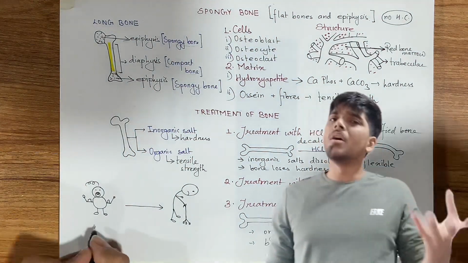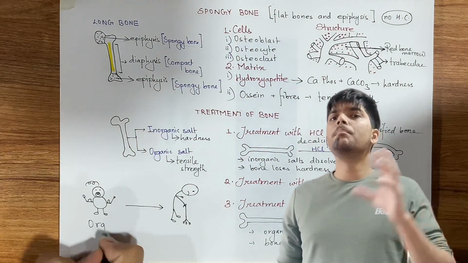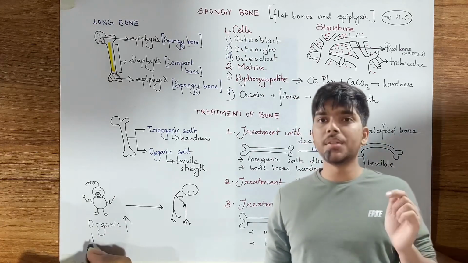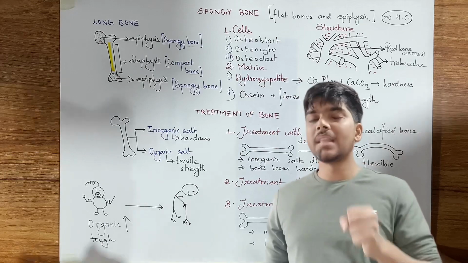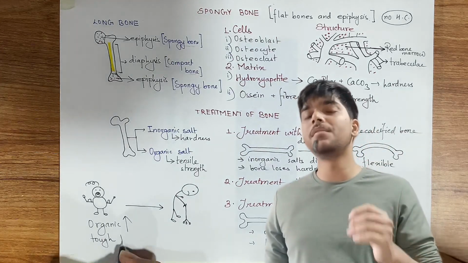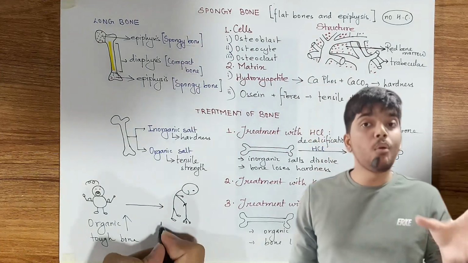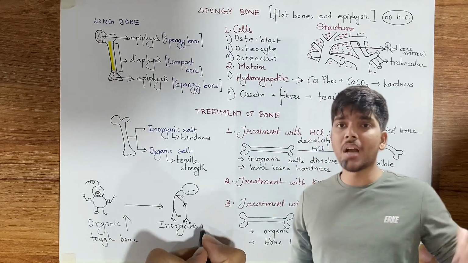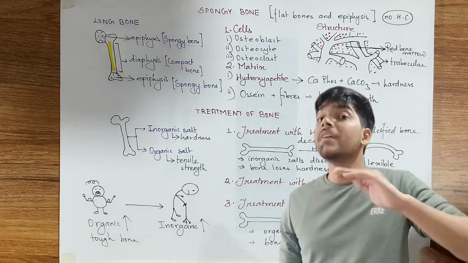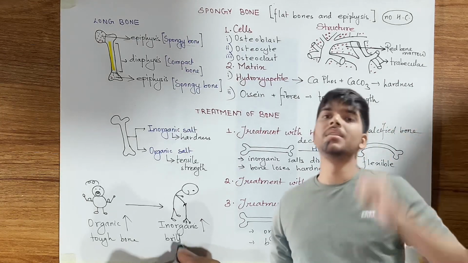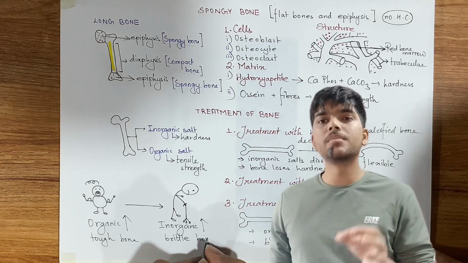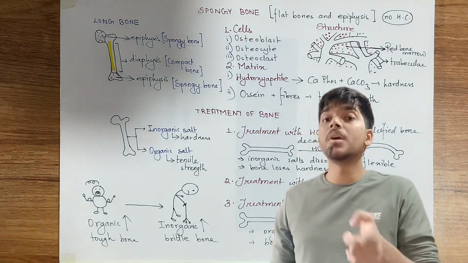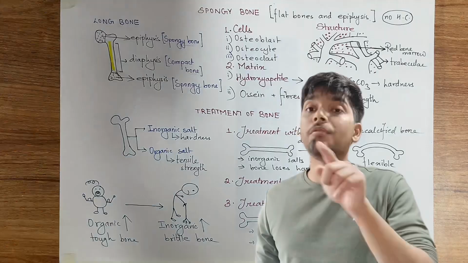When you are young, the percentage of organic portion is high, due to which your bone is tough. That is, it has a high percentage of tensile strength. As you get older and older, the amount of organic substance starts to decrease, but the amount of inorganic substance starts to increase. As a result, your bone becomes more and more brittle as you age. That means the bone becomes more and more susceptible to fracture.